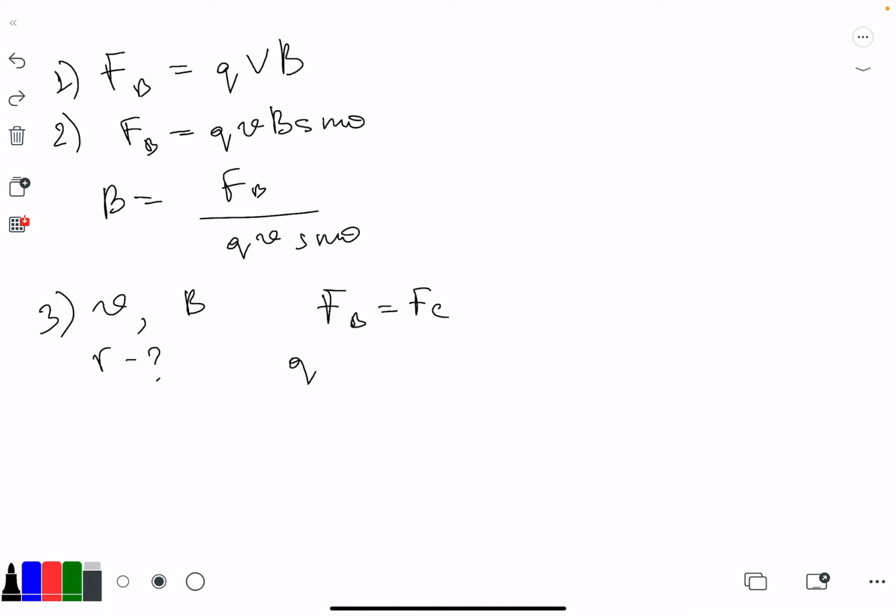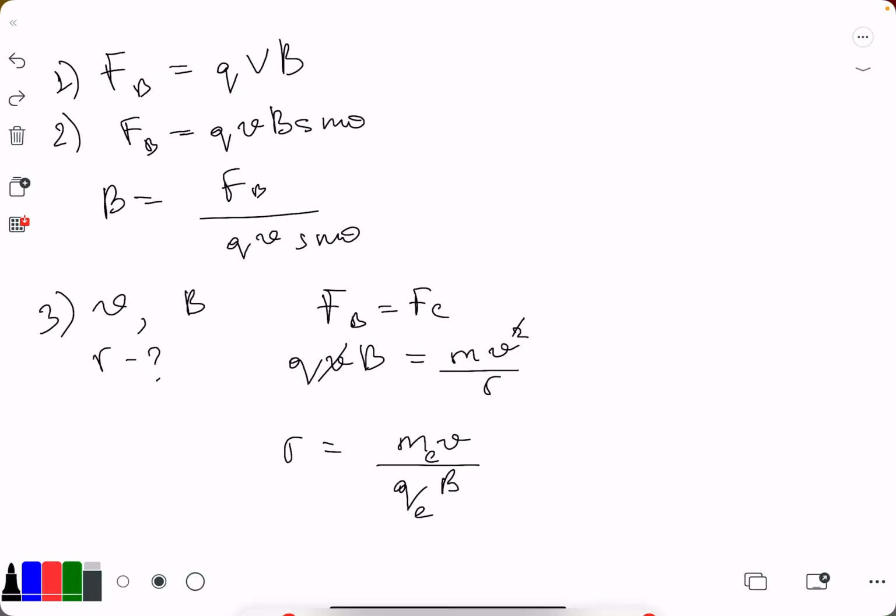From there, the magnetic force is equal to QVB, and that is equal to mv squared over R. So R is basically equal to mv over QB. Now the mass of the electron and the charge of the electron: the mass of the electron is 9.1 times 10 to the power of minus 31, and the charge itself is 1.6 times 10 to the power of minus 19. And when you substitute, you should get the answer.